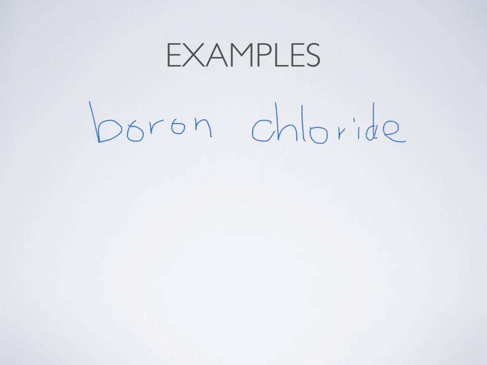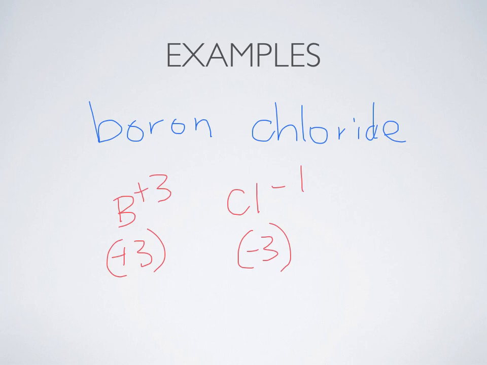Let's do one more example. Let's look at boron chloride. Boron is B +3. Chloride is Cl -1. Overall charge has to be +3 and -3. Therefore, I need more chlorine, and I need 3 of them. So my formula would be BCl3.